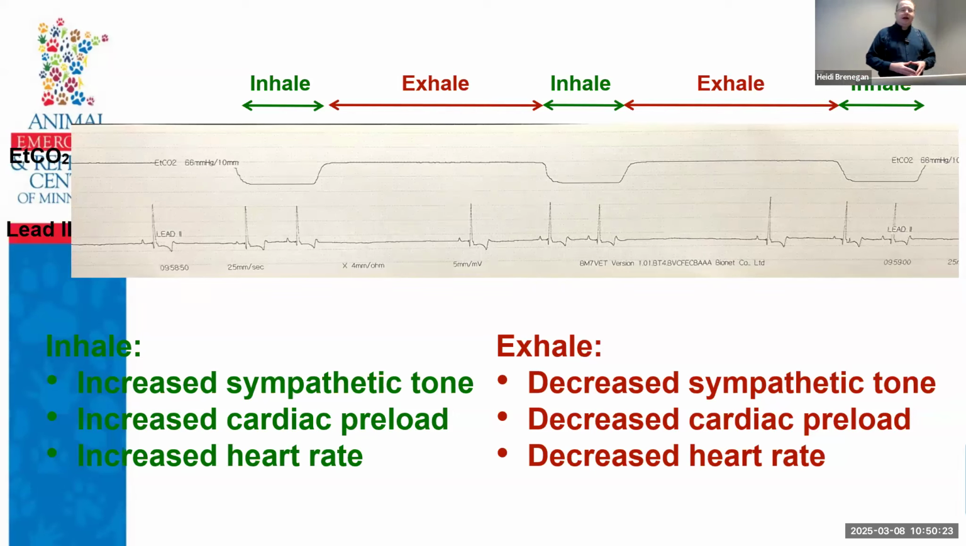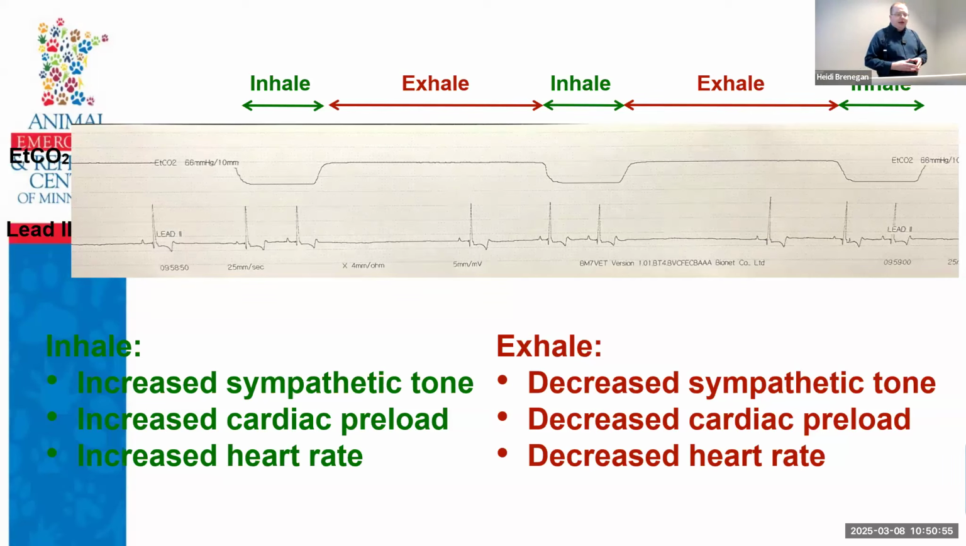If you look at this trace I have here, the top line is the end-tidal CO2. The bottom line is the ECG on this animal. So every time the animal inhales, the CO2 goes down. Every time the animal exhales, the CO2 goes up. If you line that up with the ECG, you'll see that every time the animal inhales, the heart rate goes up. Every time they exhale, the heart rate goes down. You'll find this to be true of any of your patients with sinus arrhythmias. It's going to speed up when they breathe in. It's going to slow down when they breathe out.